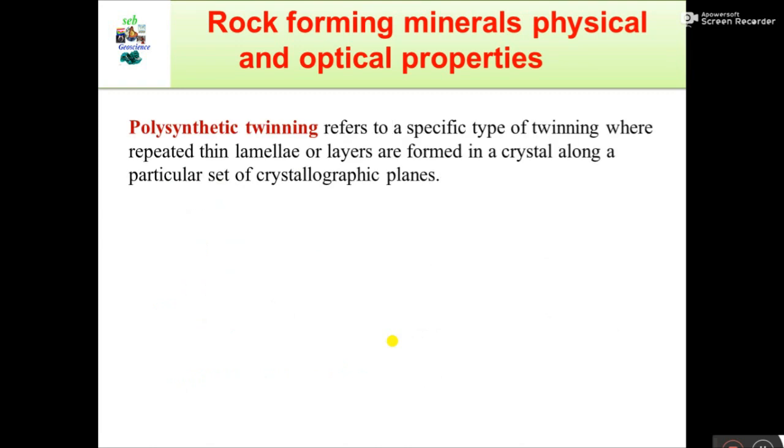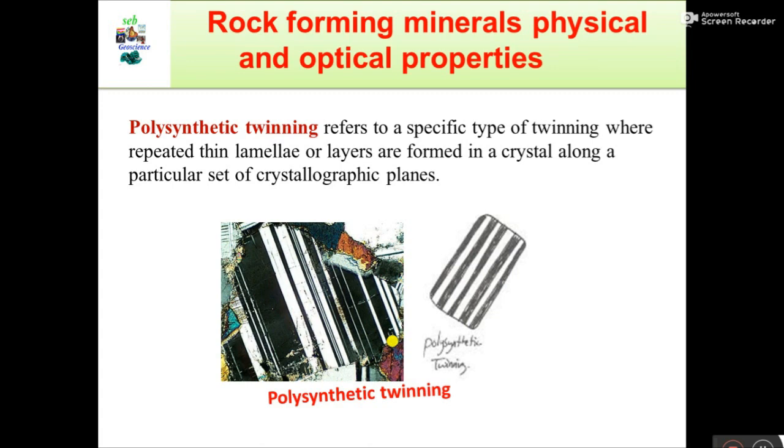The second one is polysynthetic twinning. It refers to a specific type of twinning where repeated thin lamellae or layers are formed in the crystal along a particular set of crystal planes. This polysynthetic twinning is very common in plagioclase mineral. We have seen it in this figure. This one is polysynthetic, repeating what? Lamellae or layers like this. This is black, white, black, white, black, white, black, white. This is repeating of black, white, black, white. This is called polysynthetic twinning. Okay.